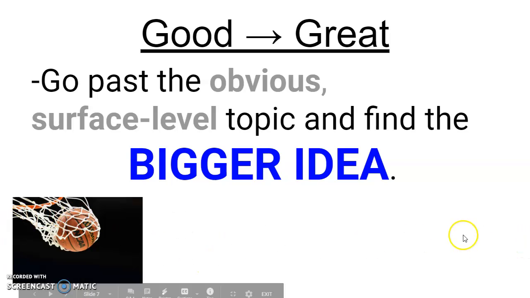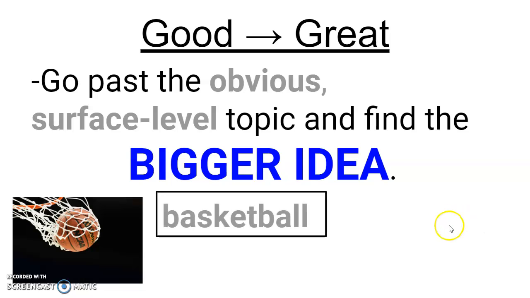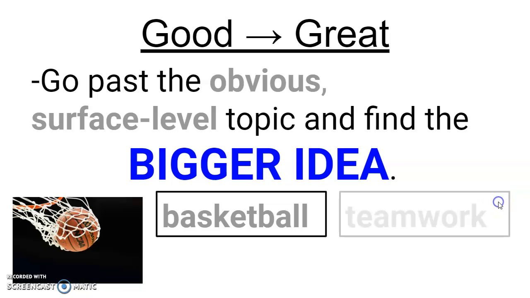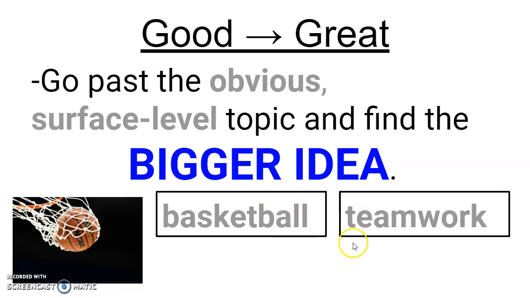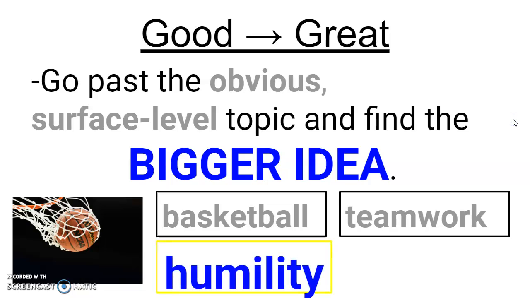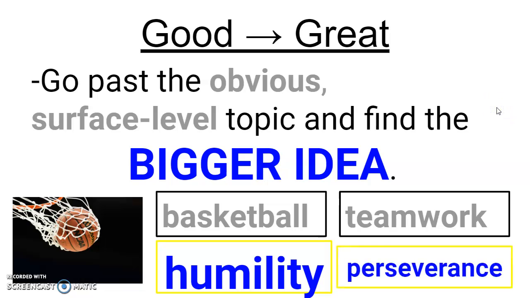Let's take the example of basketball. If we read a book about basketball, we could very well, of course, say that the topic is basketball. And although this is probably accurate, that is very surface level and very obvious. We're going to search for the deeper, bigger idea. Teamwork is better than basketball. However, again, for us in 8th grade, this might be more on the obvious end.